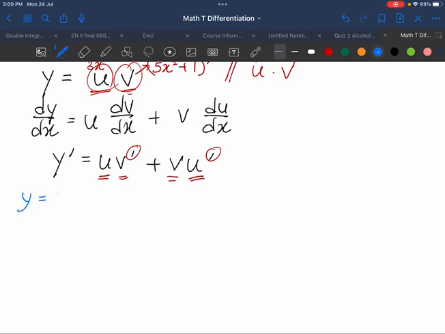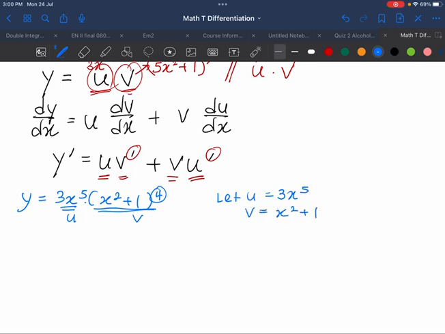Let's say we have y equals 3x to the power of 5 times (x squared plus 1) to the power of 4. In this case, of course you can expand it, but if you expand the power of 4, it will be very complicated, and I don't suggest you do that. So how about you take this as u and this as v? Let u equal 3x to the power of 5, v equal (x squared plus 1) to the power of 4. And we separate it, okay?